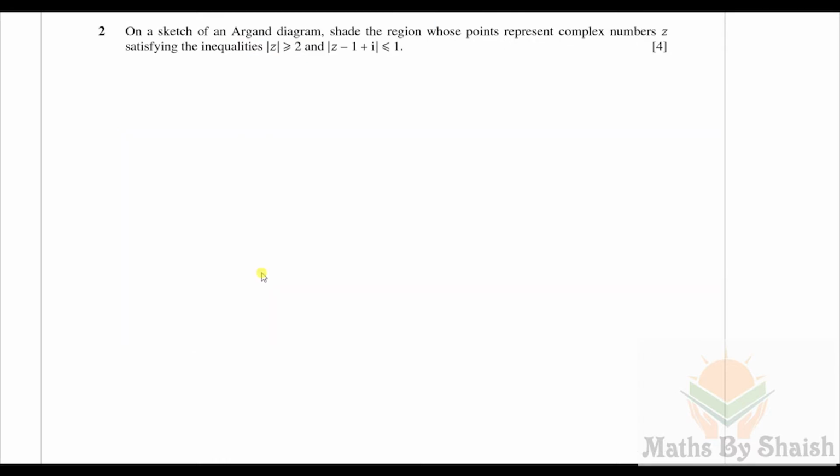Here's the second question. On a sketch of an Argand diagram, shade the region whose points represent complex numbers z satisfying the inequality modulus z is greater than 2 and modulus z minus 1 plus i is less than or equal to 1. We can see that in both cases it is a circle. The first can be written as modulus z minus 0 greater than or equal to 2. So it is a circle, and we will shade the area which is more than 2, the outer part of the circle.